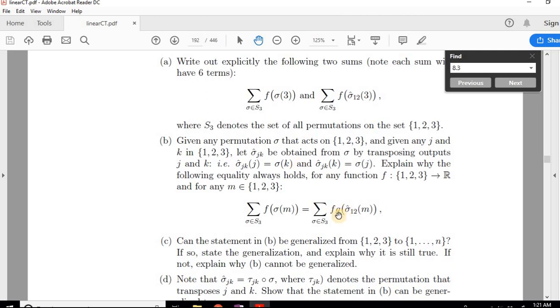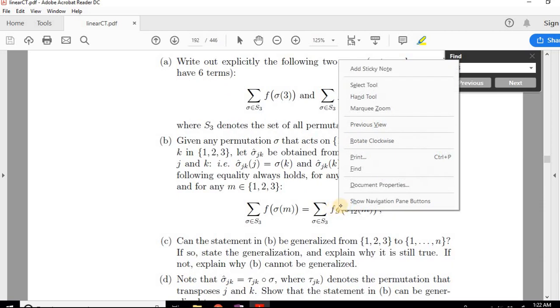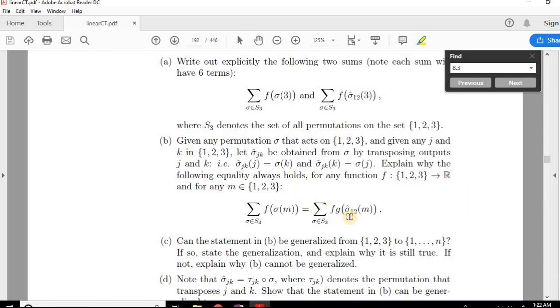And it turns out, whoops, that G should not be there. Sorry, that G is a mistake. So you can note that on your own paper, that this G is not supposed to be there. It's just F. And I guess I'll have to put in the correction.